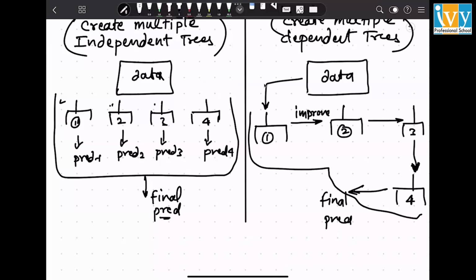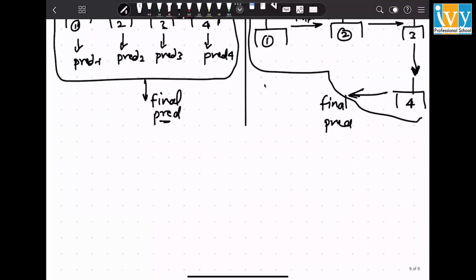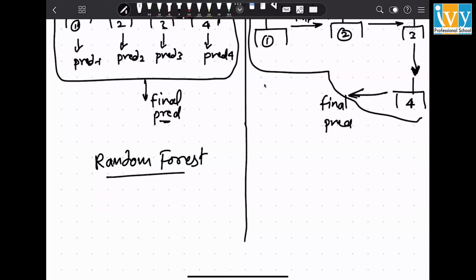Now the question is, how do we do this? So example for this, random forest, here you have AdaBoost, XGBoost.